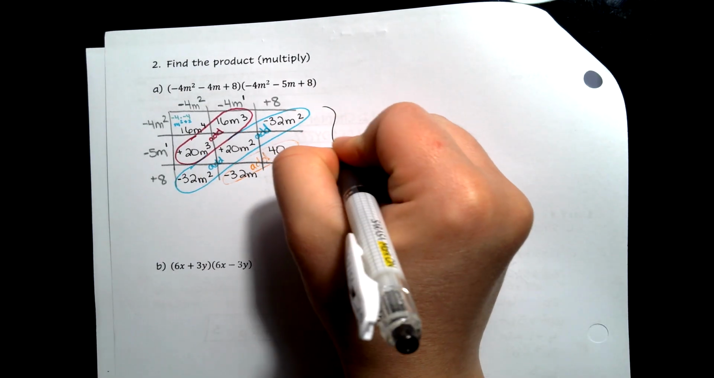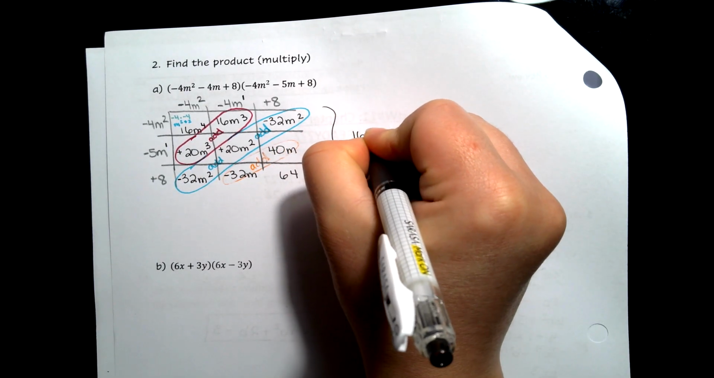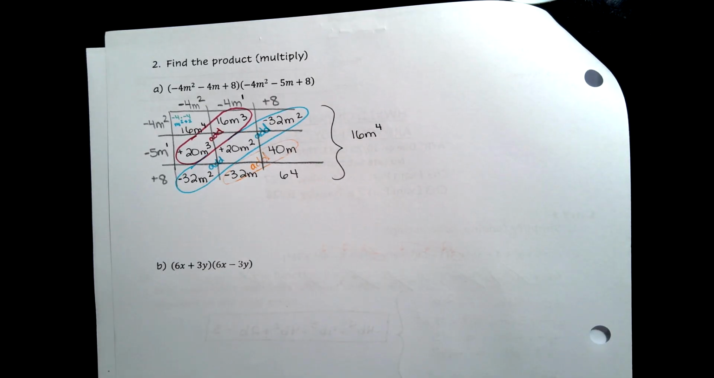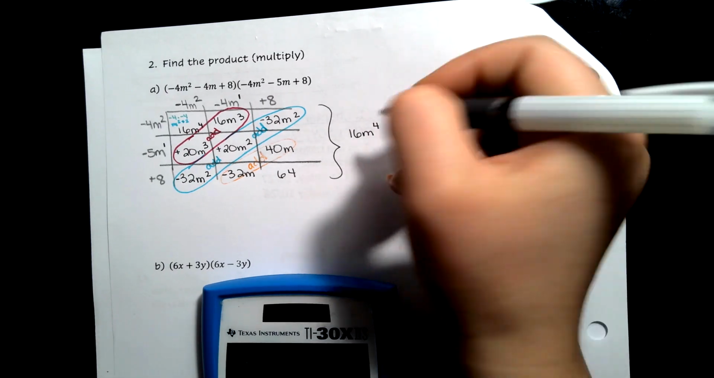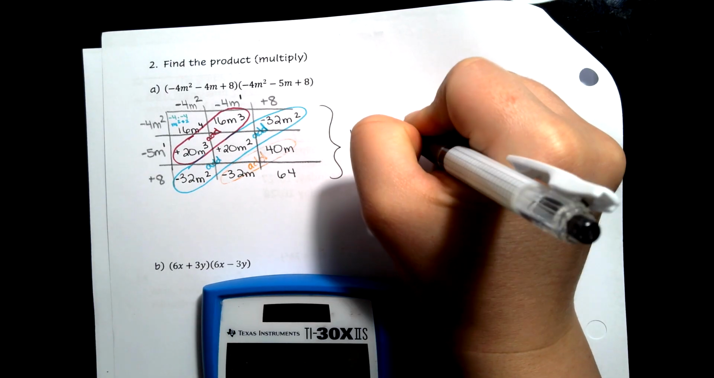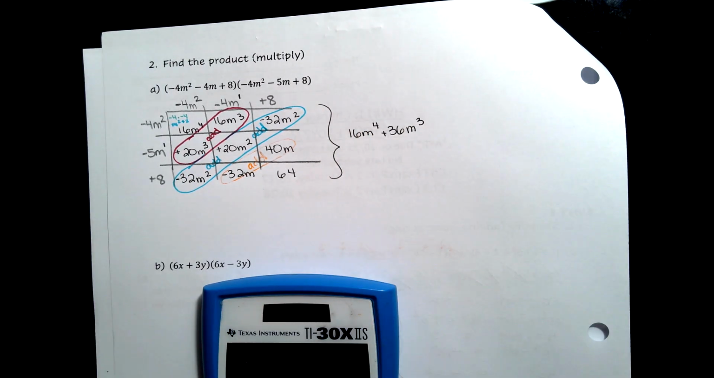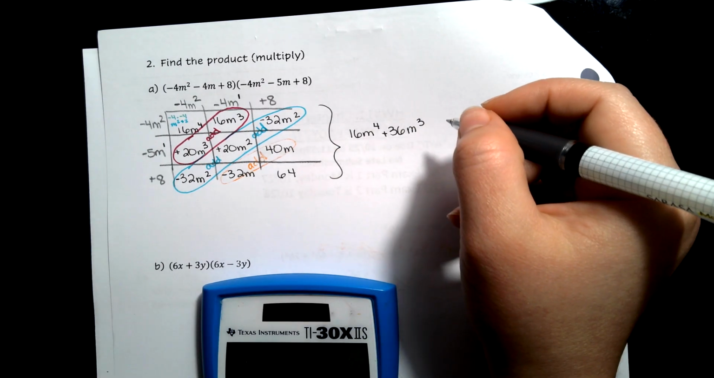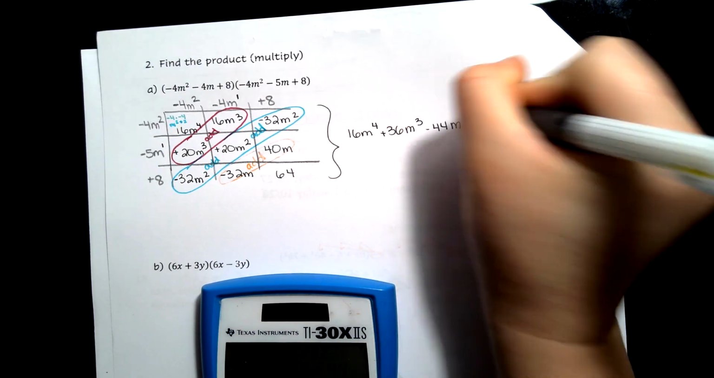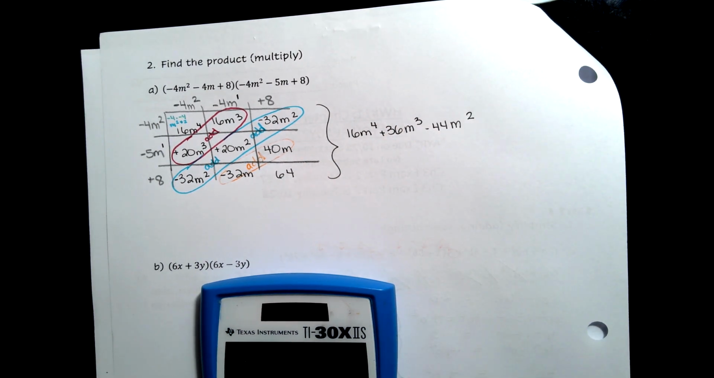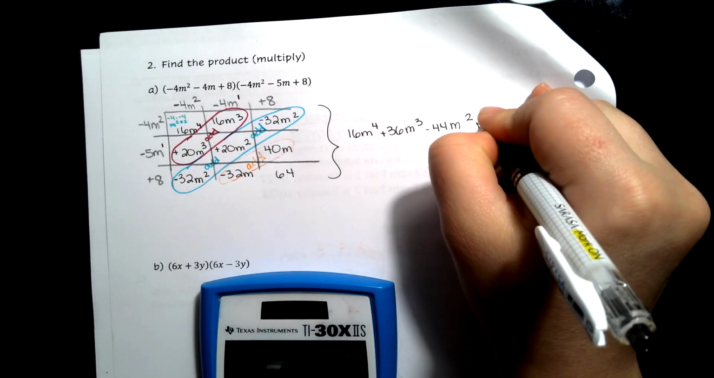So for our answer, we have 16m to the 4th power. And again, yes, this needs to be in standard form, so decreasing exponential power. 20 plus 16, I get 36m cubed. We get negative 32 plus 20, negative 32. I get a negative 44m squared. Negative 32 plus 40, I get 8m.